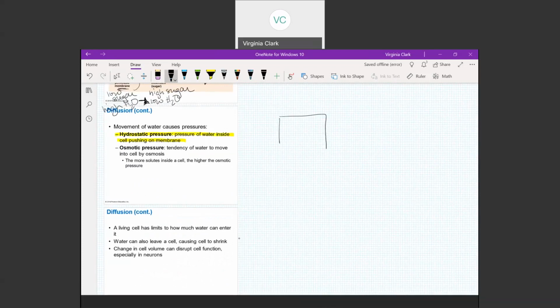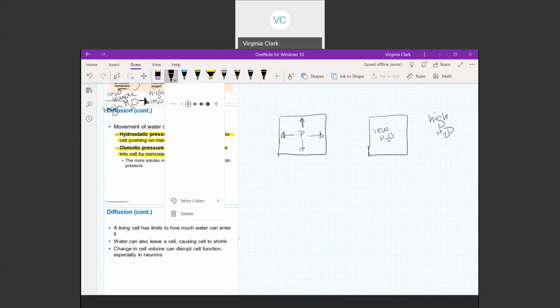So that means if you add a bunch of water, it's water pushing against this plasma membrane, whereas osmotic pressure is the tendency of water to move into the cell. So we have an area of high water and we have an area of low water. There will be a pressure gradient that is going to send the water inside the cell. So pressure will push water in.